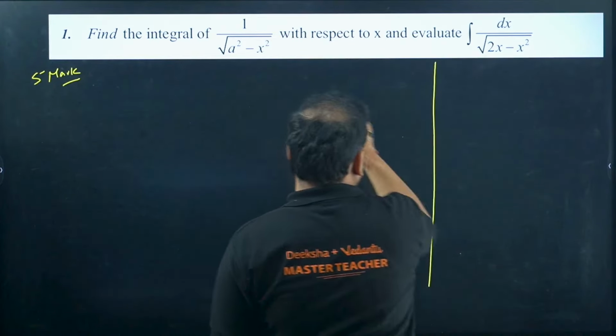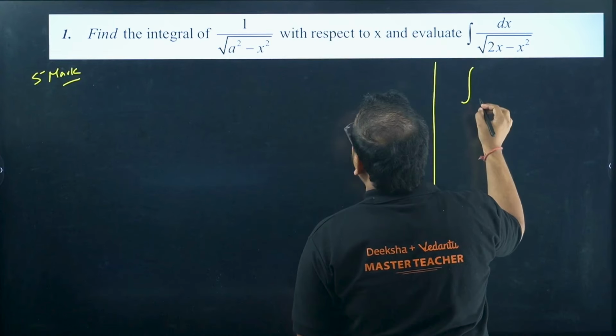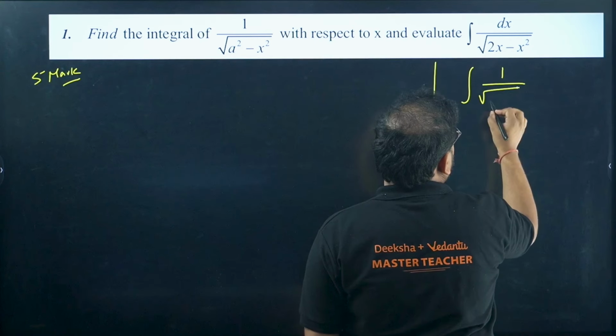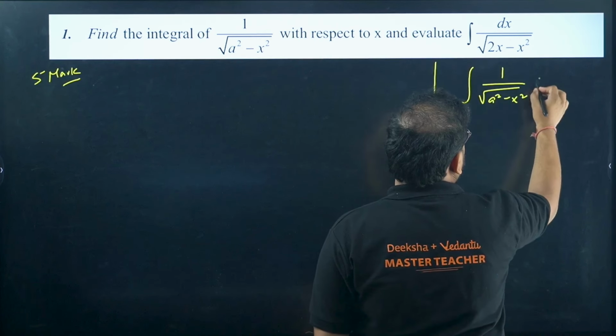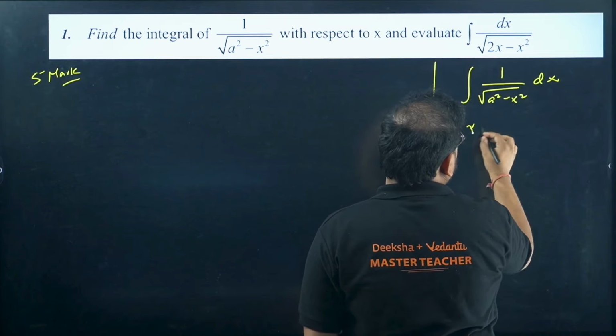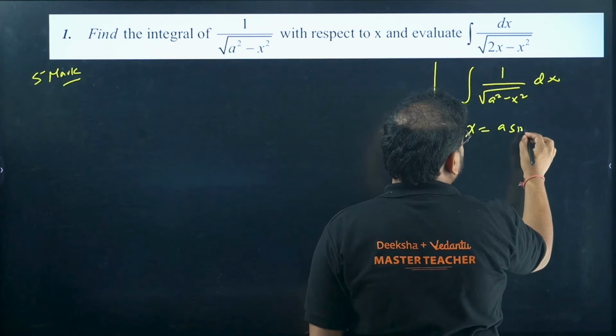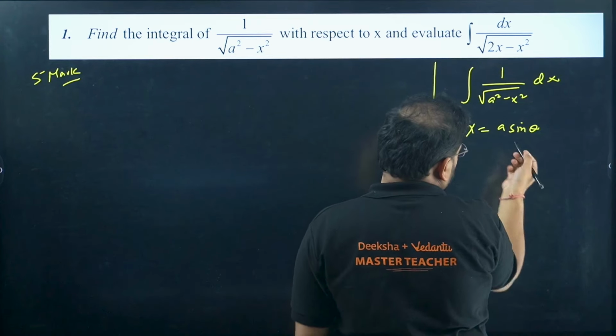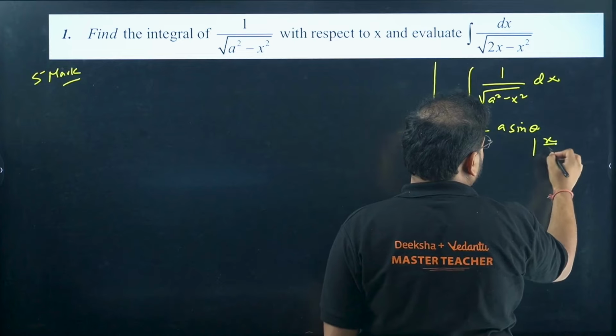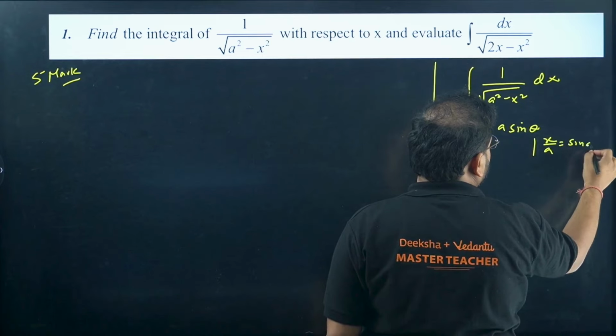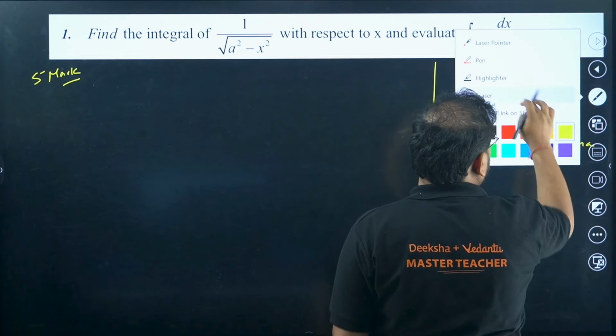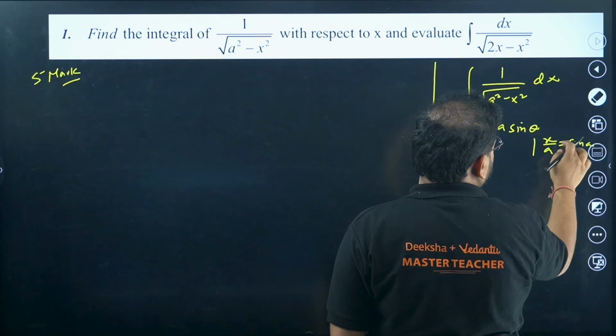Alright, start with part 1. Part 1 is very simple. Integrate 1 upon root of a square minus x square. Of course, there will be a dx. Take x as a sine theta. Since we know that it's going to be helpful, I'll take x by a as sine theta.